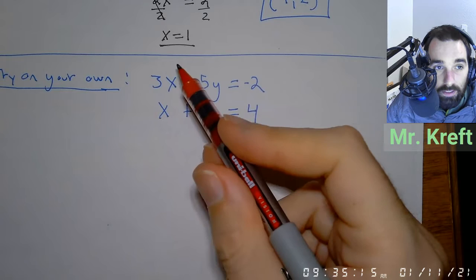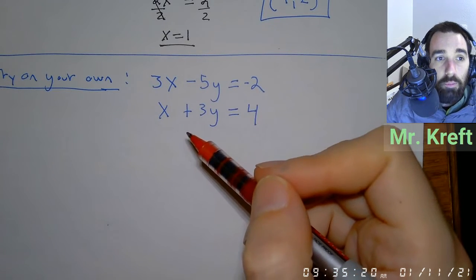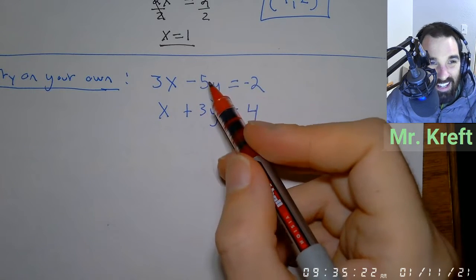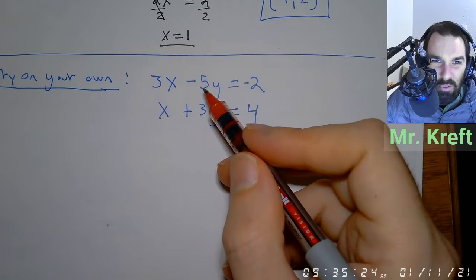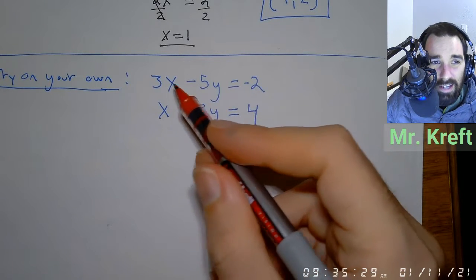Let's take a look at this and see what we can do to solve this. Okay, so the first thing I do is I look at this, and I don't see any opposites. So we're going to have to multiply something to get opposites. So I see 3 and 5 here. 3 doesn't go into 5, and 5 doesn't go into 3. So I'd have to multiply twice here, so I don't want to do that.